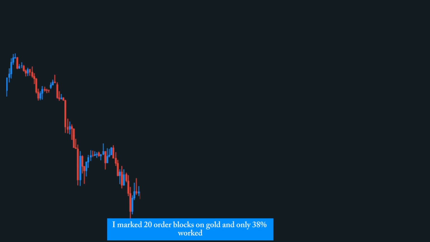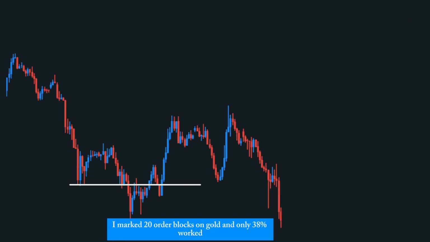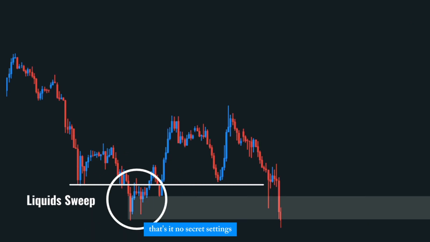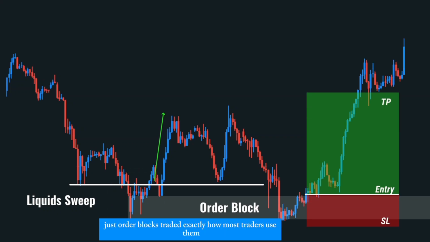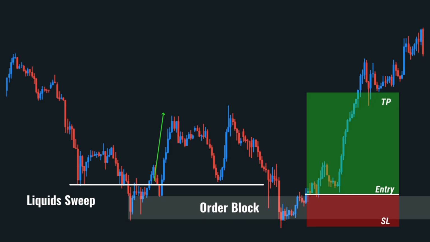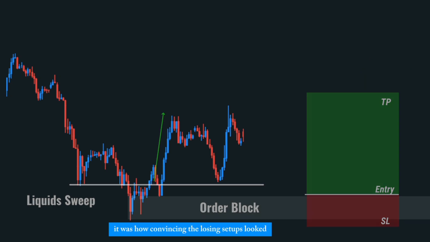I marked 20 order blocks on gold and only 38% worked. That's it. No secret settings. No complicated strategy. Just order blocks traded exactly how most traders use them. The surprising part wasn't the win rate. It was how convincing the losing setups looked.